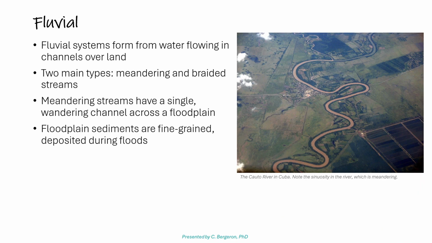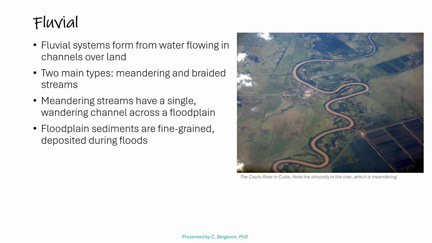And lastly, we have terrestrial depositional environments. These are still dominated by the movement of water, but they're not happening in the marine setting or near a marine setting. So the first one we'll talk about is a fluvial system. The term fluvial refers to rivers. Fluvial systems are formed by water flowing in channels over the land.